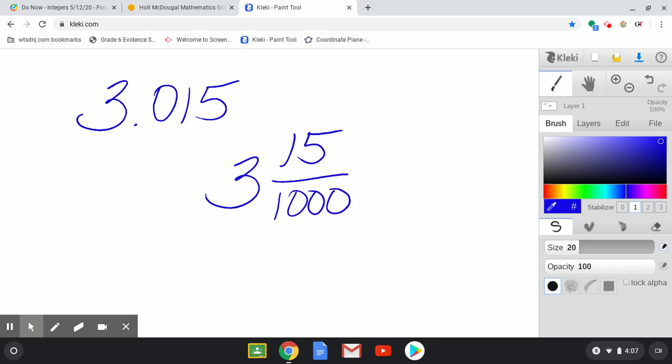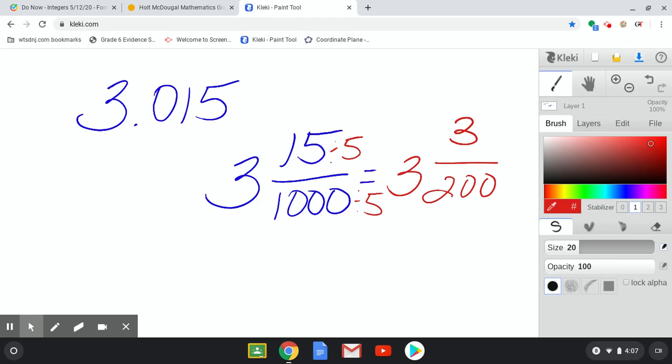Okay, now I can simplify this. Don't forget, carry over your whole number because that's what I said earlier most students forget about. So I'm going to carry over my 3. Now, my numerator and denominator end in a 5 and a 0. So I can divide both by 5. They're both divisible by 5. 15 divided by 5 will give me 3. So 1,000 divided by 5 is going to give me 200. So right now I have 3 and 3 over 200.